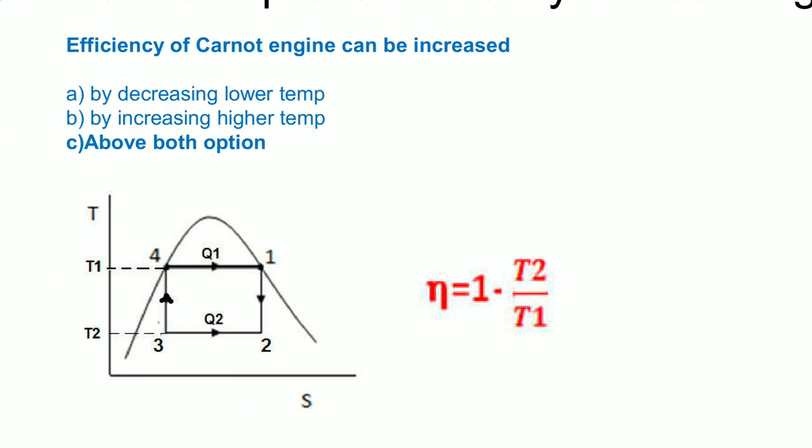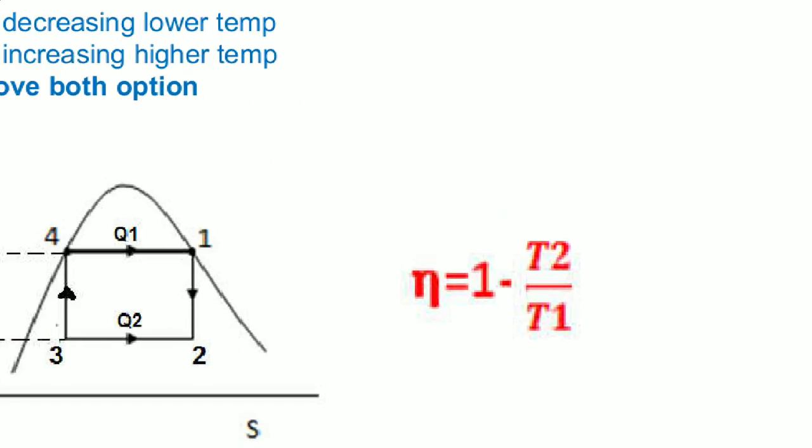Efficiency of Carnot engine can be increased by decreasing the lower temperature, that is T2, or by increasing the higher temperature, that is T1, or we can do both simultaneously by decreasing T2 and increasing T1. This case will give higher increase in efficiency as compared to individual case. Now how does the efficiency of Carnot engine increase by decreasing lower temperature?